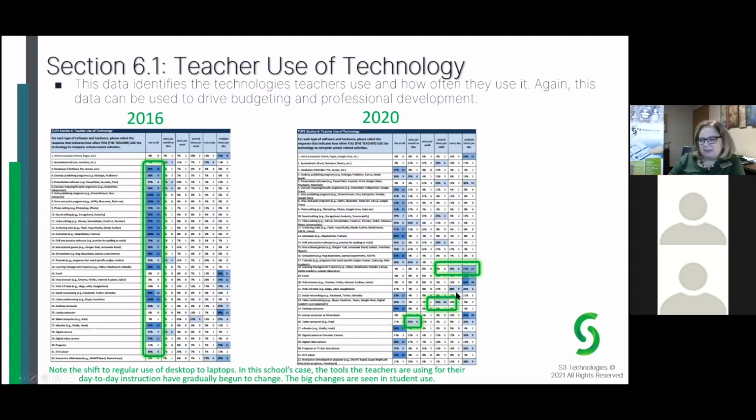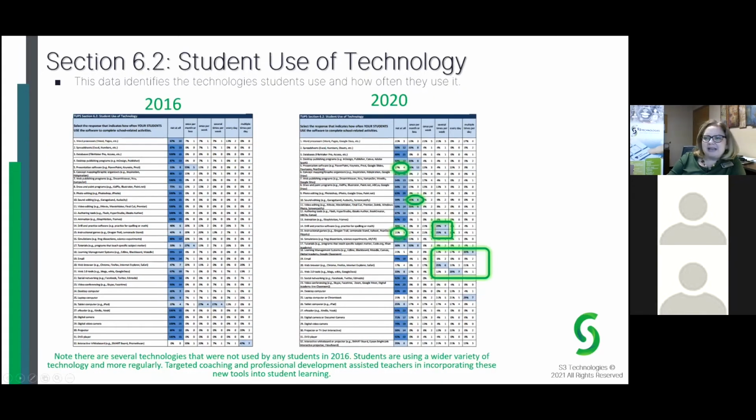Video conferencing, we expected that to be a big bump as well last year. And then at the bottom, it's whether they're using tablets, iPads, Chromebooks, what kind of tech are they using in the classroom? And then it's the same exact questions. 6.2 is the same exact questions, but this is for students.